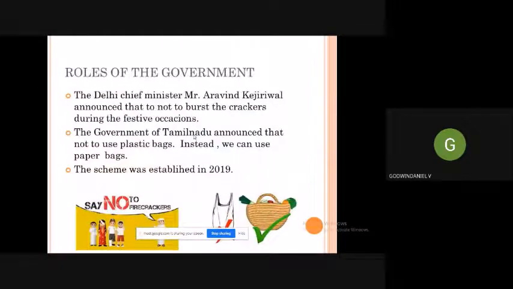Now coming to the role of the government. The Delhi Chief Minister, Mr. Arvind Kejriwal, announced not to burst crackers during the Diwali occasion. I think two weeks before, you were aware of that news. The happiest part is that before the lockdown, Delhi had become a balanced place.